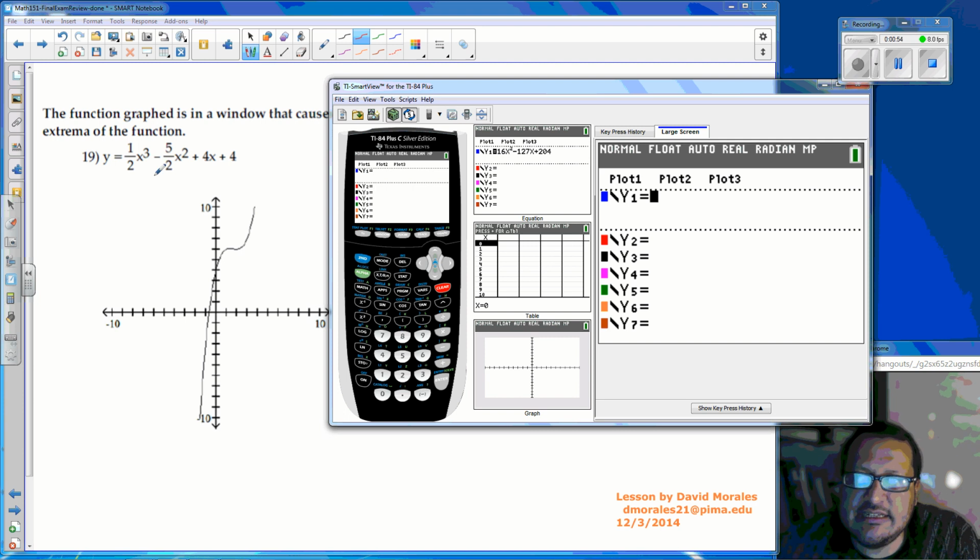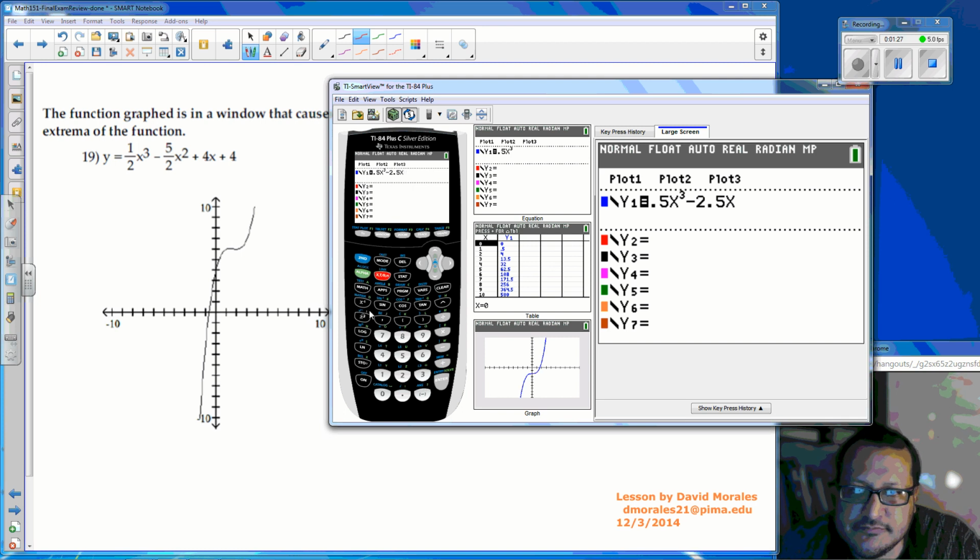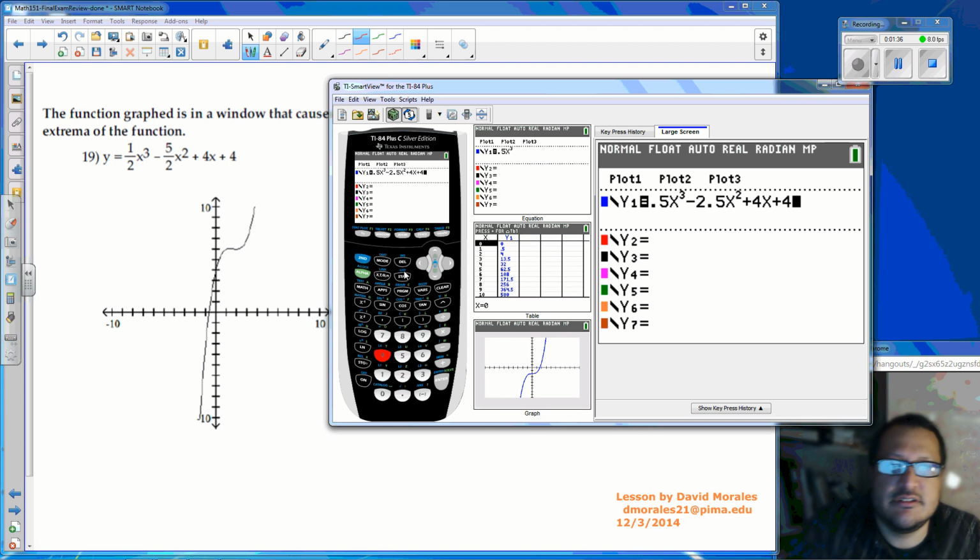Sometimes I like to help the calculator out a little bit because there's potential for error, because of PEMDAS errors. When it's simple enough like this, I'm just going to put 0.5x, so that way the computer has no confusion about what it's doing. So 1/2 x to the third power minus 2.5 x squared plus 4x plus 4. I double check it, and that looks right.